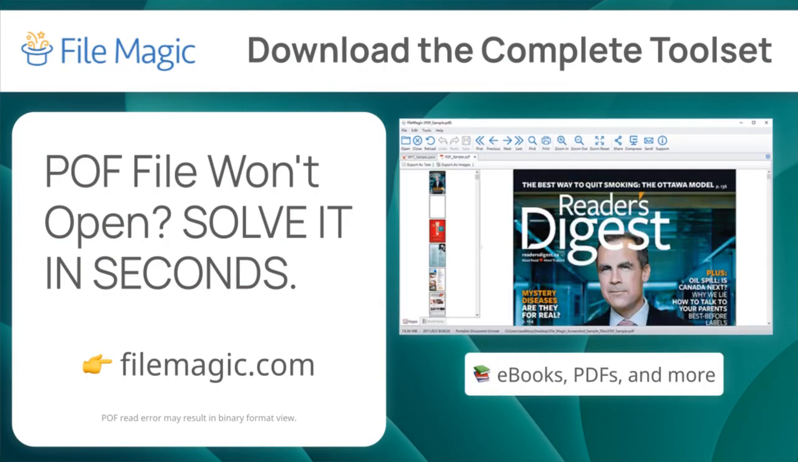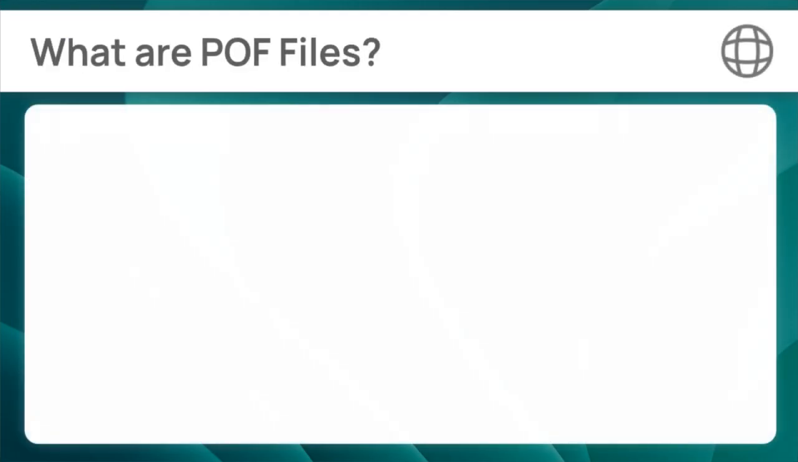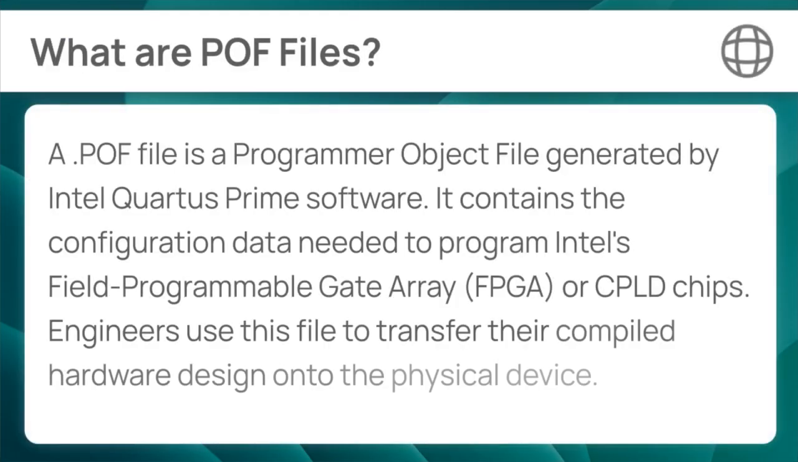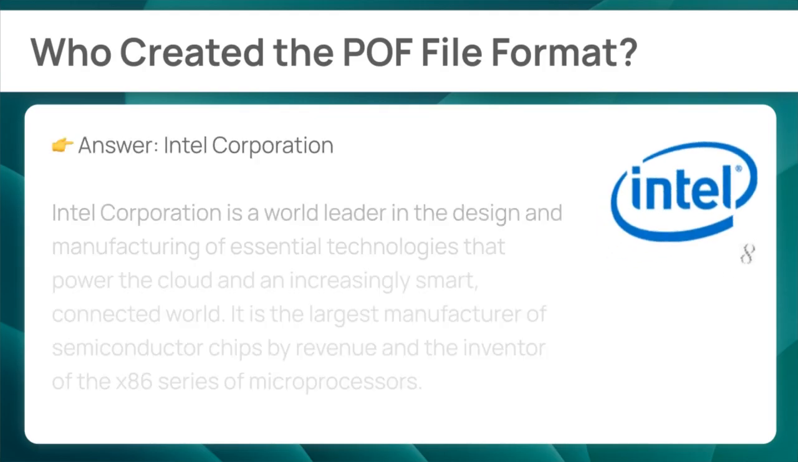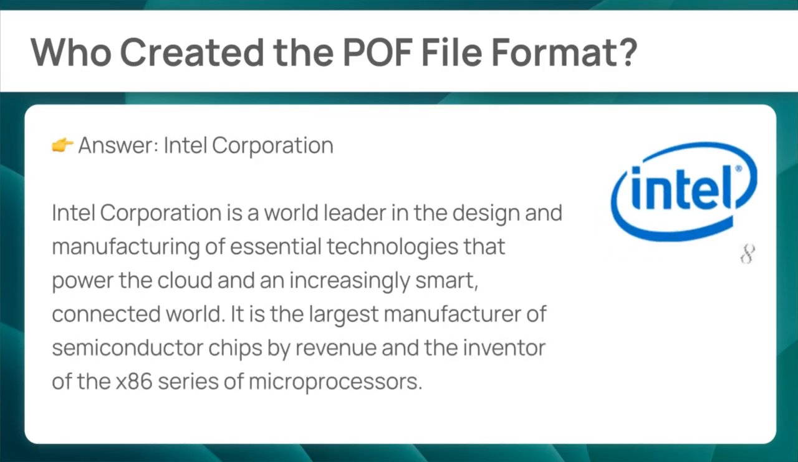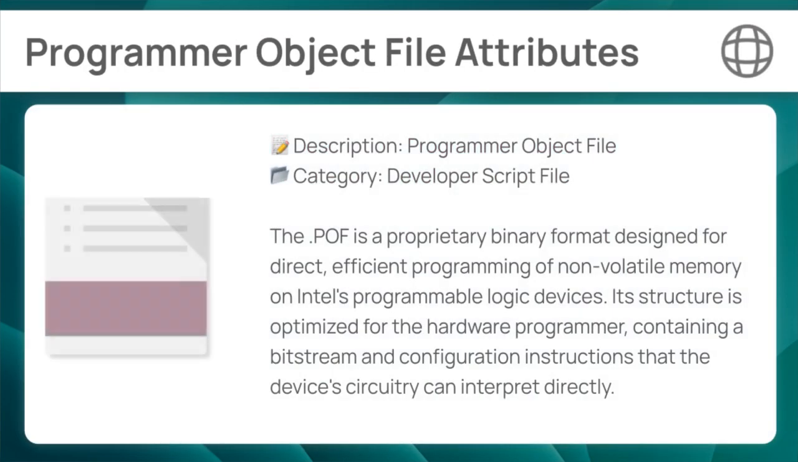A POF file is a programmer object file generated by Intel Quartus Prime software. It contains the configuration data needed to program Intel's Field-Programmable Gate Array, FPGA, or CPLD chips. Engineers use this file to transfer their compiled hardware design onto the physical device. The POF is a proprietary binary format designed for direct, efficient programming of non-volatile memory on Intel's programmable logic devices.